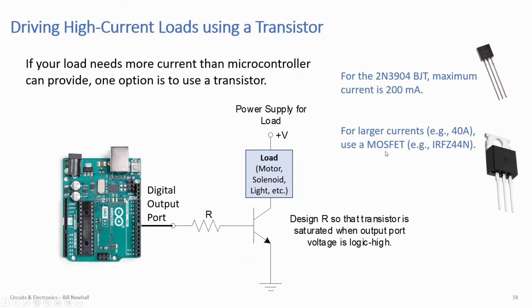MOSFETs are metal oxide semiconductor field effect transistors. A BJT is a current controlled device, right? Base current controls collector current. A MOSFET, a field effect transistor, is a voltage controlled device. So a voltage controls the current through the transistor. We're not going to dig into these, but here's a common one that's used, this IRFC44N. That's one of the common ones that you could use to control tens of amps through a motor using a microcontroller, using only a few milliamps, actually 0 milliamps from that microcontroller, because this is a voltage controlled device.